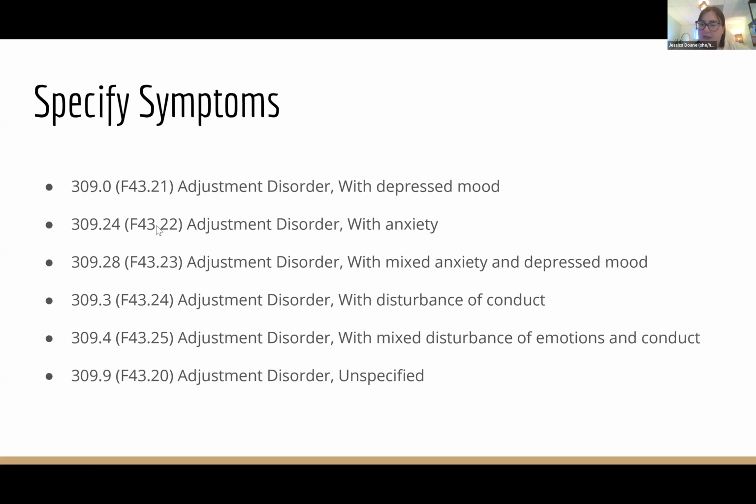So, a fun fact about specifiers is that the F codes are in order in the DSM. The way it is presented on the slide is exactly how it presents in the DSM. So you've got 21, 22, 23, 24, 25. It is interesting to me that 20 is at the bottom, but because it is unspecified, that sort of makes sense. Woo! Mouthful. I told you, we've got lots to learn today.